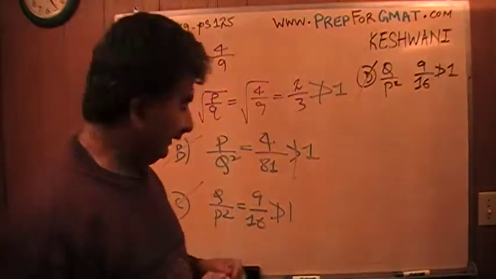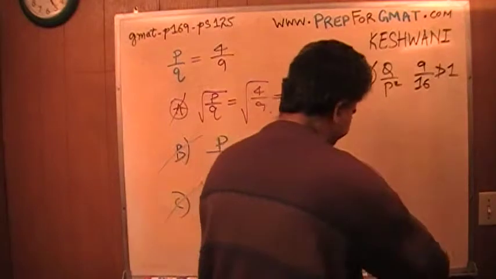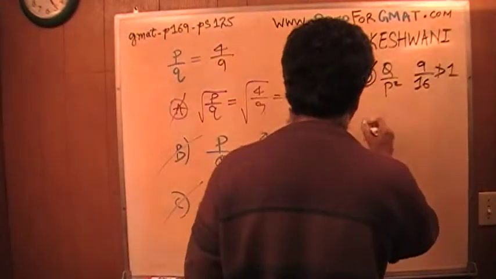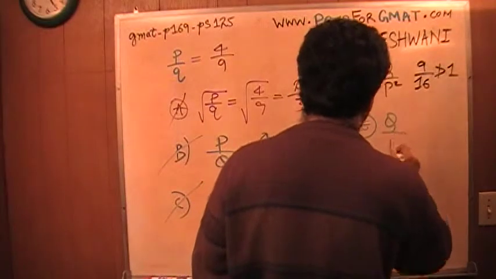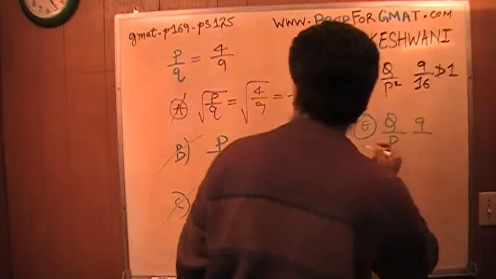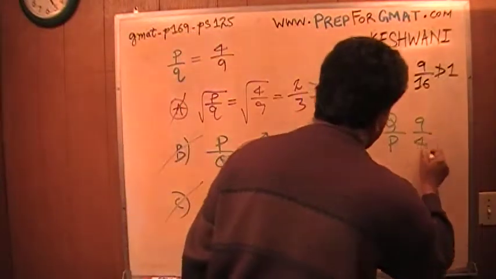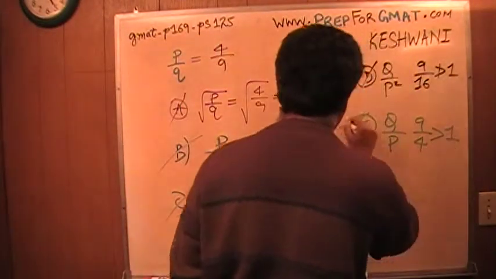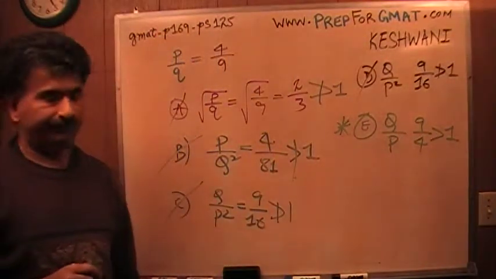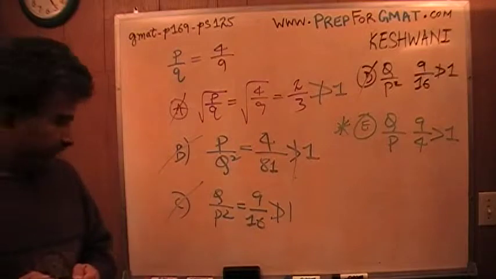My only hope now is E. Let's take a look at E. Q over P. Well, my Q is 9 and my P is 4, and that is more than 1. The answer is E.